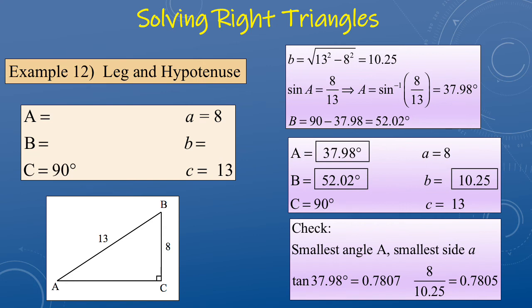To check, again, we find that the smallest angle is A, and that is up against the smallest side. It doesn't make sense to use the Pythagorean theorem to check the sizes of little a, b, and c, because we used the Pythagorean theorem to find b. So we will work with one of the angles and take a look at the trig function. We'll use angle A and check that tangent of 37.98 is equal to opposite over adjacent, 8 over 10.25. And we find that other than a slight rounding error, the two values are exact.